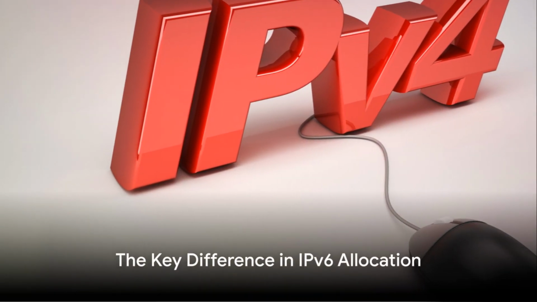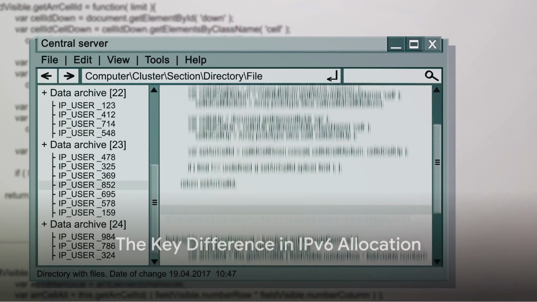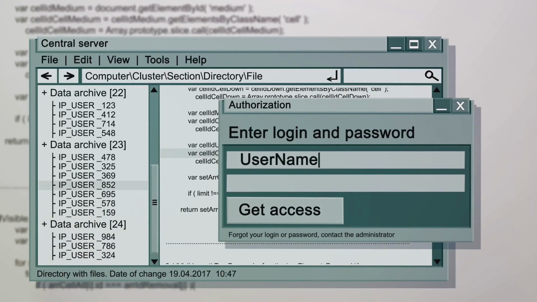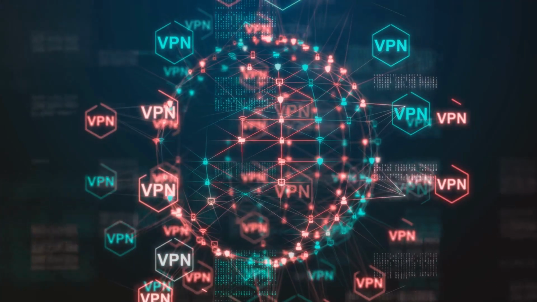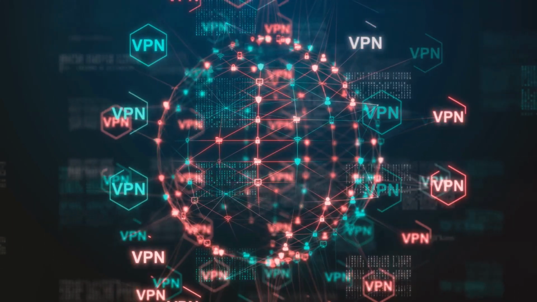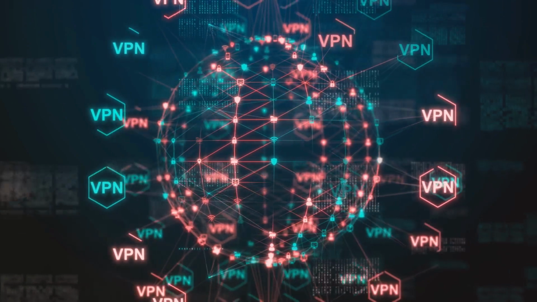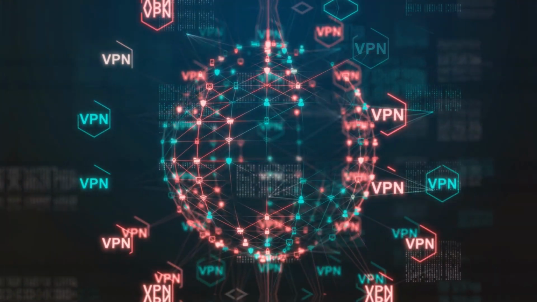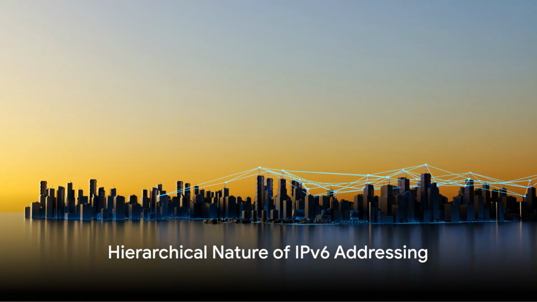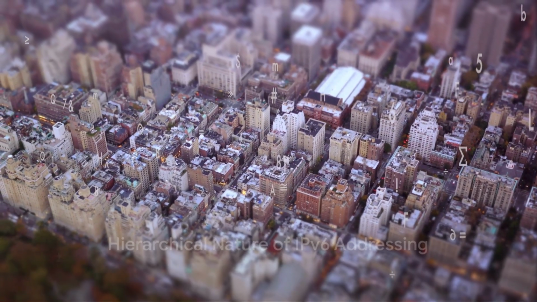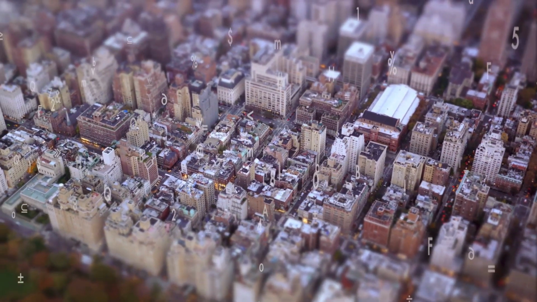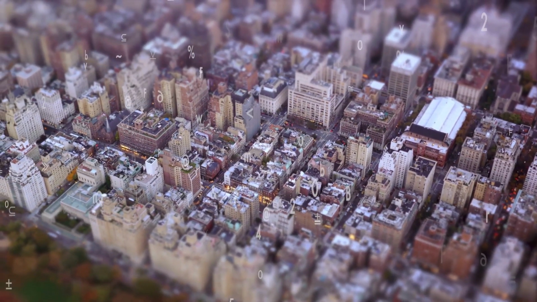The key difference to remember here is that in IPv6, allocation typically involves larger address blocks compared to individual address assignments. This approach reflects the abundance of IPv6 addresses compared to the limited space in IPv4, where subnetting was crucial for maximizing address utilization. This hierarchical nature of IPv6 addressing, where large blocks are allocated and then further divided and assigned for specific uses, is akin to city planning or a library book system.